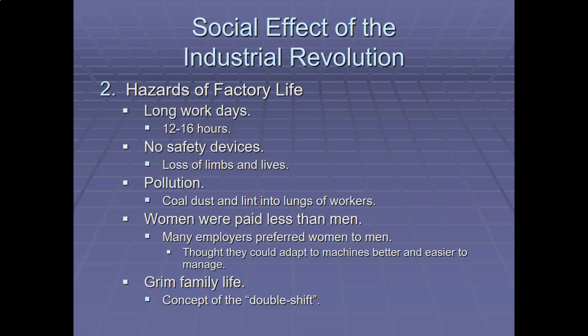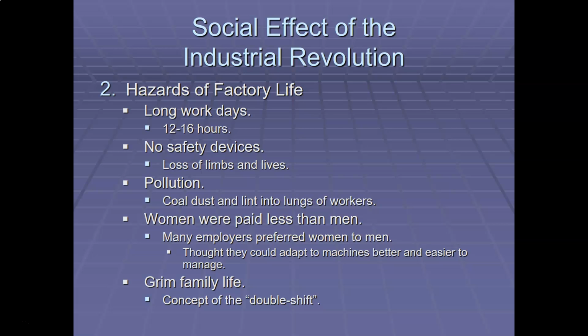Number 2 is you have the hazards of factory life. If you look here, you have long work hours. Most often you can see people are working on average 12 to 16 hours a day. There's no safety devices, so it's not very uncommon for people to suffer loss of limbs or even their lives, or be injured if they didn't lose anything, quite a bit, and they're not being given severance or anything like that, or benefits if they are injured.